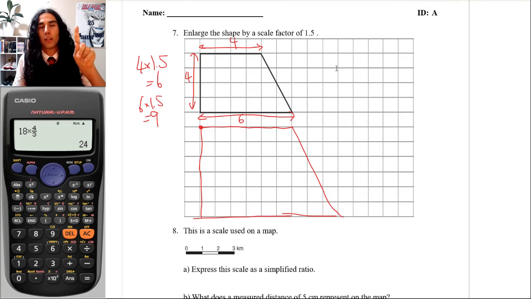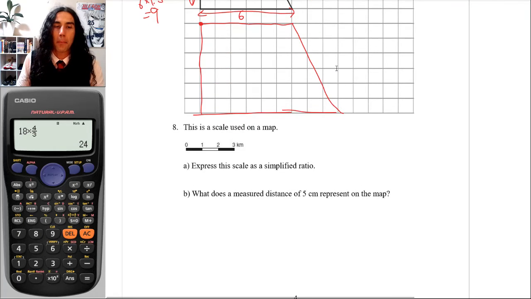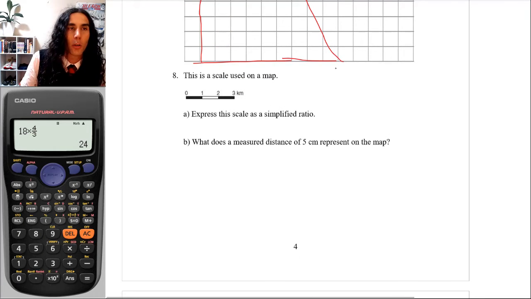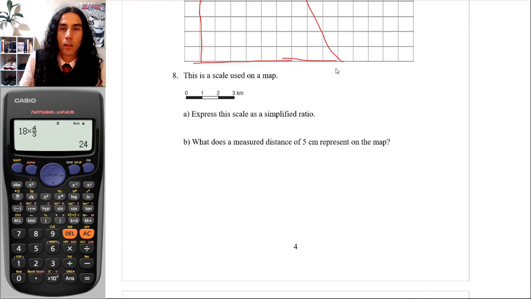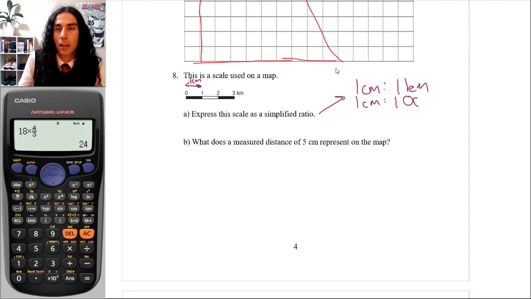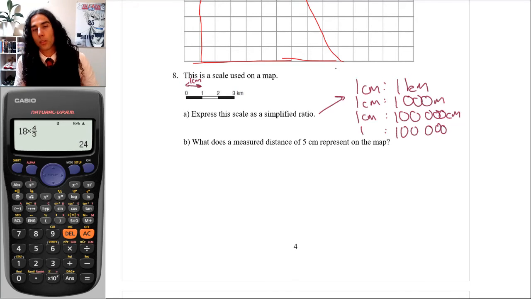Scrolling a little bit down. So, scale used on a map. Now this, ratio questions, this is year 8 stuff, but probably a lot of people have forgotten about it. 1 centimeter gives you 1 kilometer. That's what it means there. That's 1 centimeter. We can simplify that. Kilometer is how many meters? 1,000. How many centimeters is that? It's 100,000. So our ratio is 1 to 100,000.